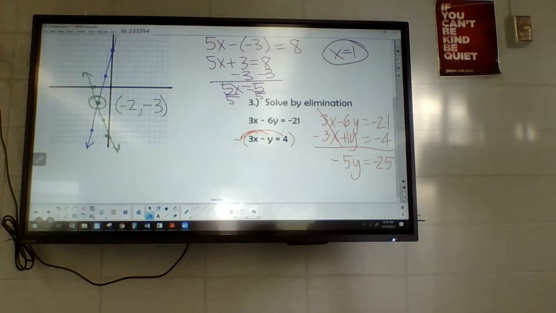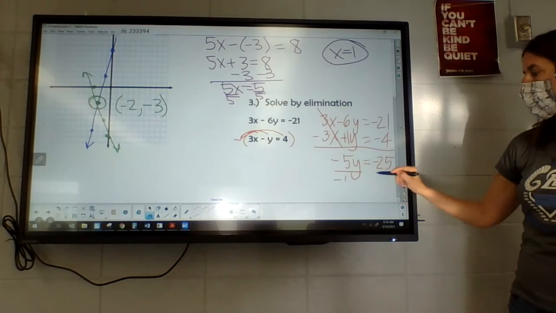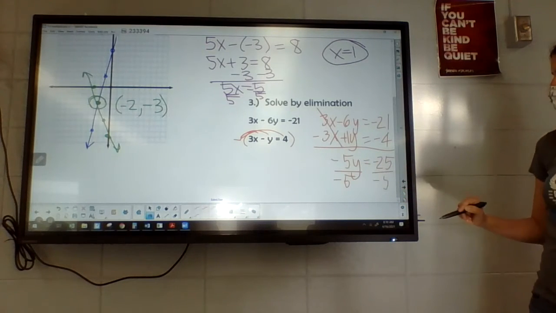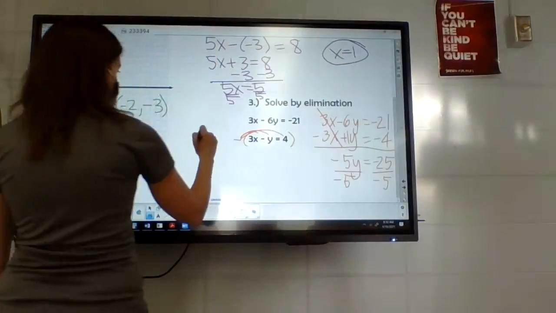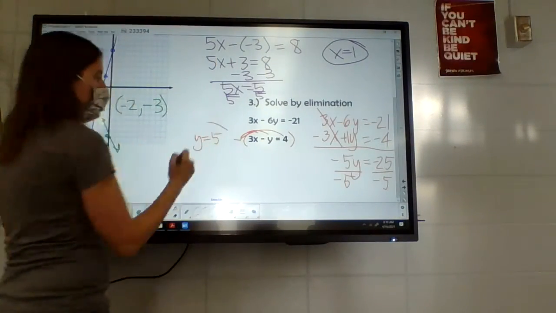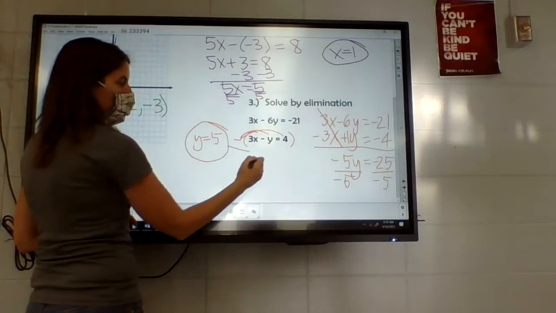So now I can divide to get my y alone. So y ends up being 5. Once I know what y is, I'm going to substitute it back in to find my x. So I'm going to put it right back in here.